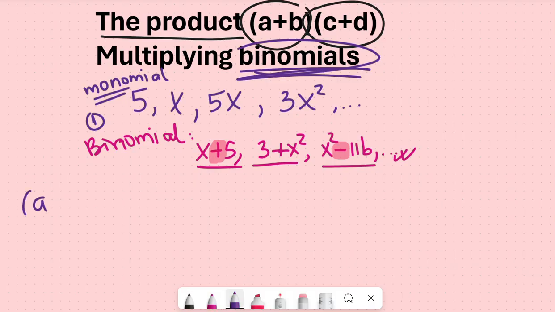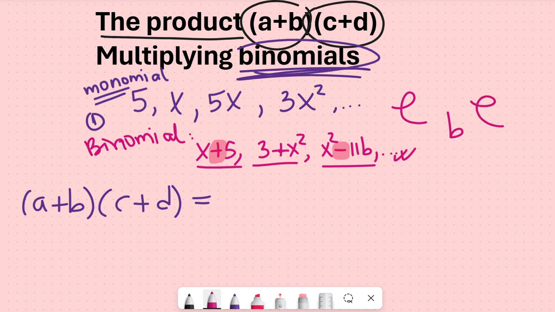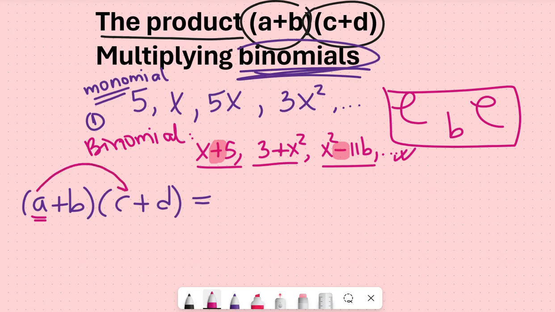So how to multiply a plus b by c plus d. The basic idea that we apply is everything by everything. What do we mean by that? We start with a multiplied by c, and then a multiplied by d. A times c is ac, a times d is ad. Both are positive, everything is good.